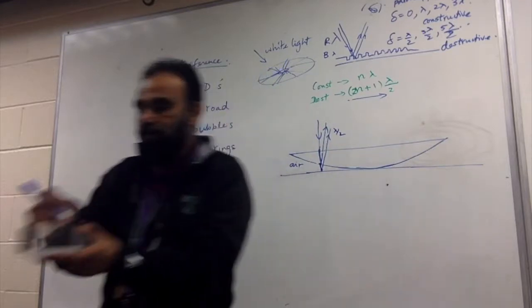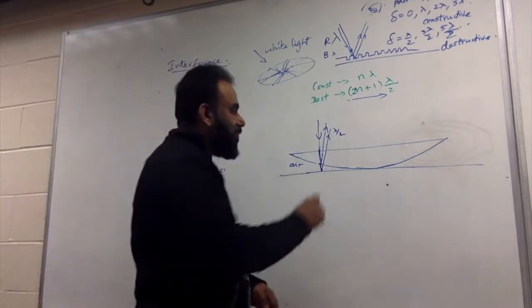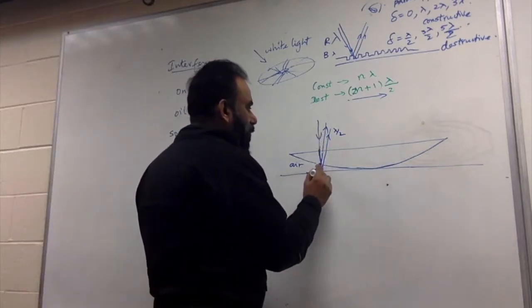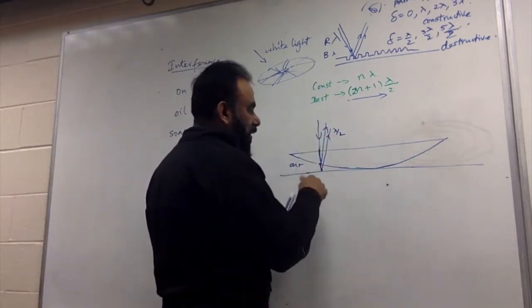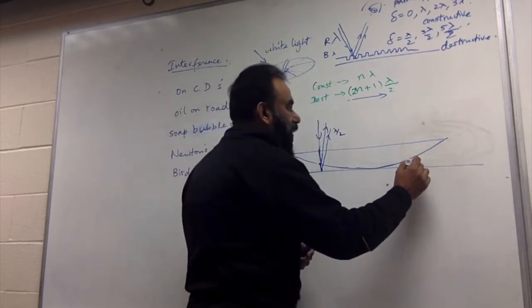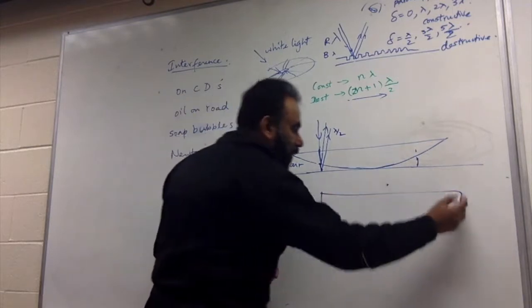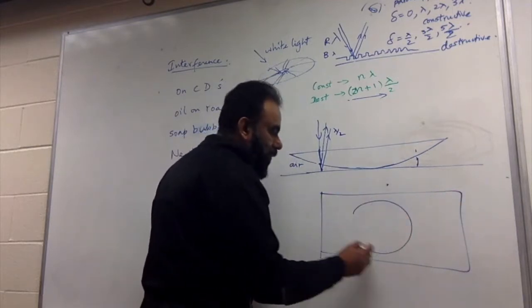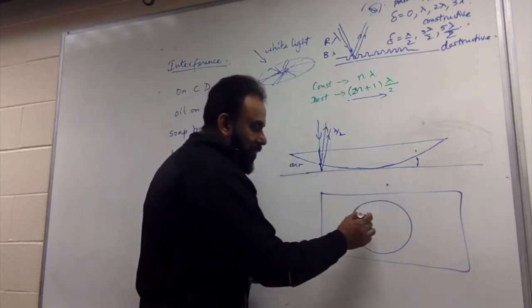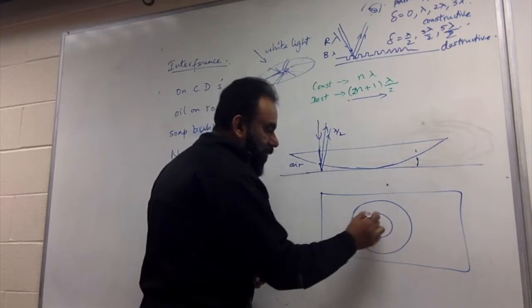Now, when you keep a lens like this, isn't the gap very uniform, unlike the oil film? It's very uniform. So what do you expect to see then? If you're going to see one particular color interfering constructively here, it must be interfering everywhere, right? All around. So this is the block, and this is your lens. You're going to see rings.